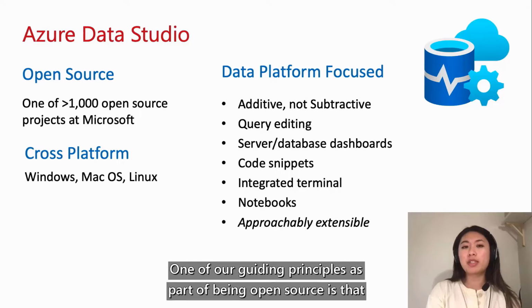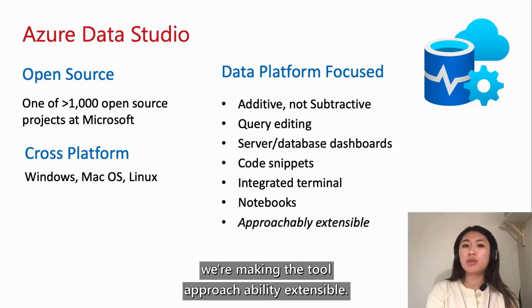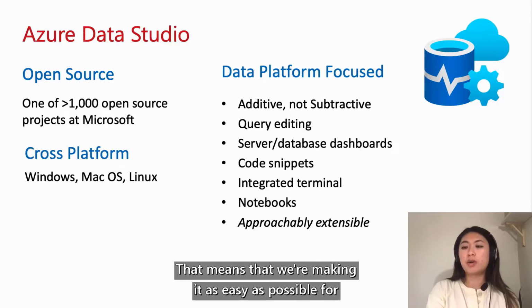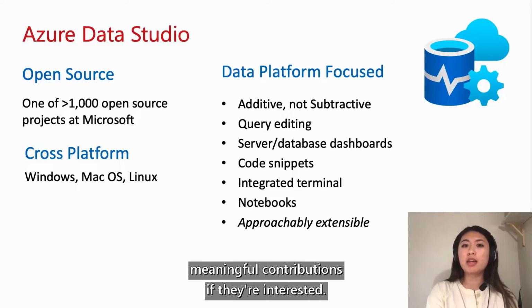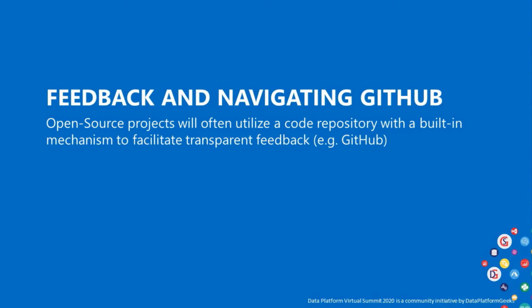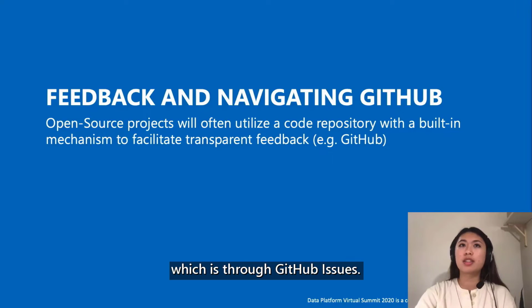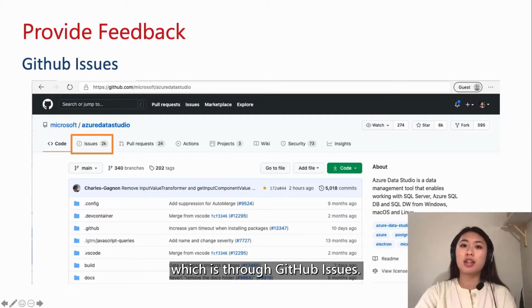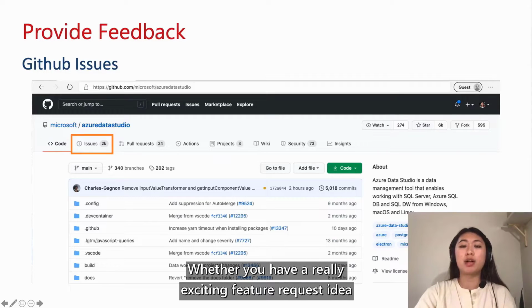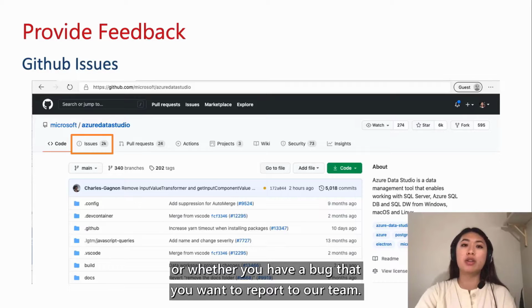And one of our guiding principles as part of being open source is that we're making the tool approachably extensible. So that means that we're making it as easy as possible for anyone to start making meaningful contributions if they're interested. So that brings me to the first major way that you can get started contributing to Azure Data Studio today, which is through GitHub issues. Whether you have a really exciting feature request idea or whether you have a bug that you want to report to our team.